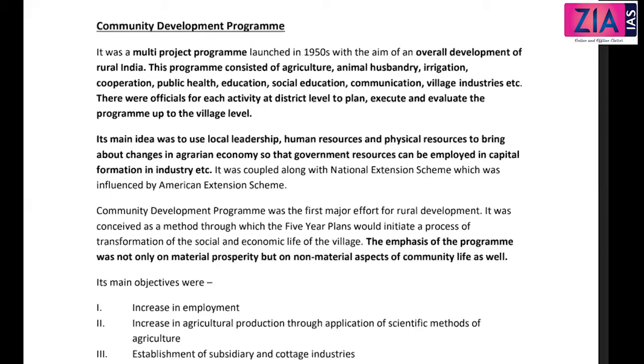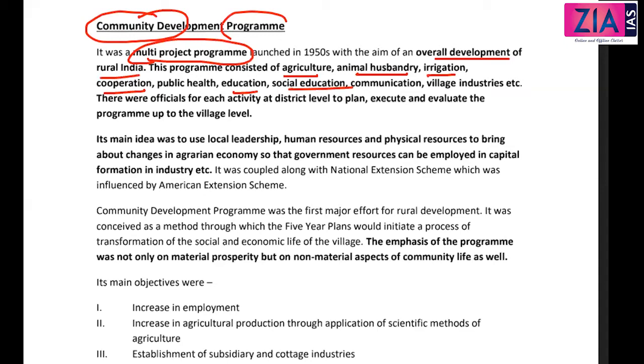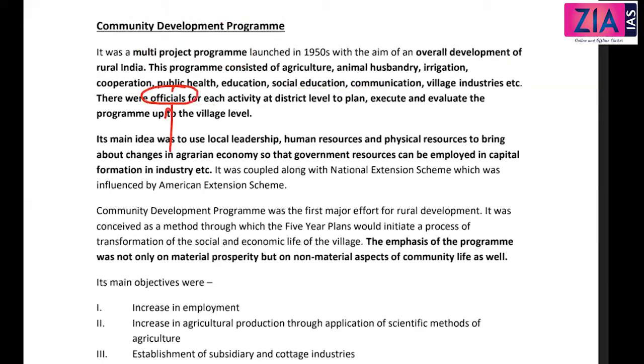Okay, so the community development program, when you see, it's a multi-project program. There are many projects which are part of it, mainly focusing on the involvement and participation of the community. Okay, so overall development of rural India. This program consists of agriculture, animal husbandry, irrigation, cooperation, public health, education, and everywhere it actually penetrated. Okay, there were officials for each activity, and this was the main problem later, why it was not successful. Even though you are talking about community development, the community didn't have much power. These officials had all the power. What happened because of that, excessive bureaucratization, led to the failure of this.